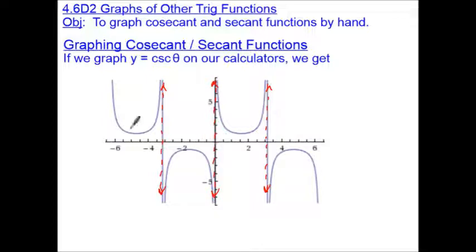So here's 2 full periods of this thing, from negative 2 pi to positive 2 pi, and we got these nice asymptotes, and we got these kind of parabola-looking things. But of course, let's talk a little bit so we can see exactly where all this comes from. And so here we go.